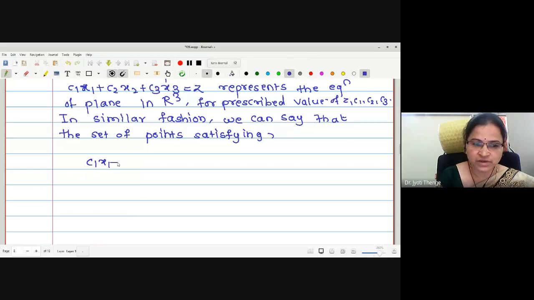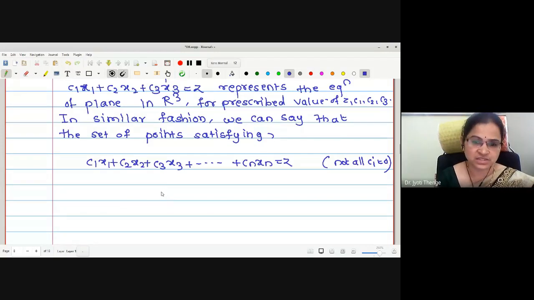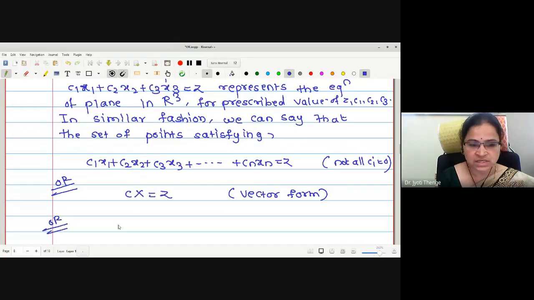Let me write c1x1 plus c2x2 plus c3x3, continuing up to cnxn, is equal to 0. Here we will restrict the condition that not all ci are equal to 0, because if all ci give us 0 value, there will not be any use. Or in vector form, we can write it as cx is equal to z. Okay, this is vector form. Or we can write it as C transpose x is equal to z.